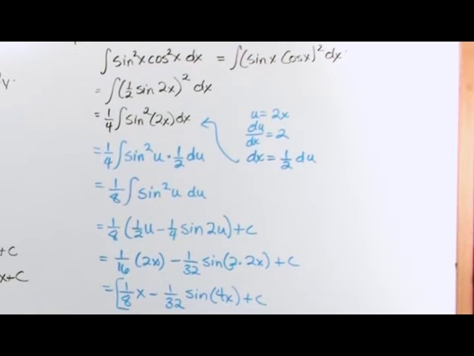I mean, you have to be willing to play with it, try different identities, see if you can get a simplification, see if you can get something to cancel, choose a clever substitution of u to get it into an integral that you know how to solve.